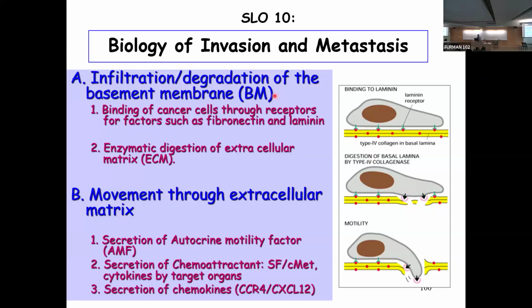Yeah, there was a question: is RAS always a driver mutation? And the answer to that is yes. And I think I have already mentioned that.